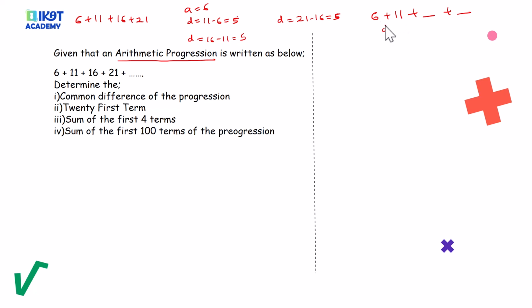Okay, now here we have this question. Usually you try to rewrite what you've been given, and then you see they want us to find the common difference, part one. But first let's find out what we have. The first term is 6. Then the common difference we've already seen how to get: 11 minus 6 is 5, which is equal to 16 minus 11. It should be common.